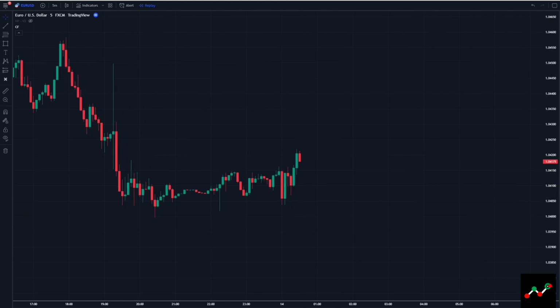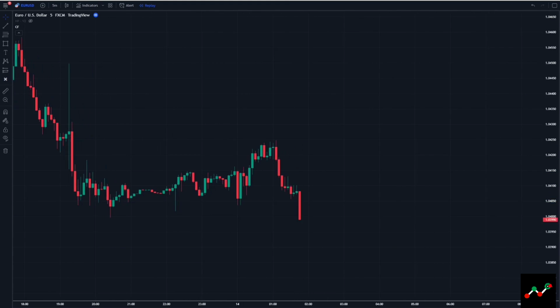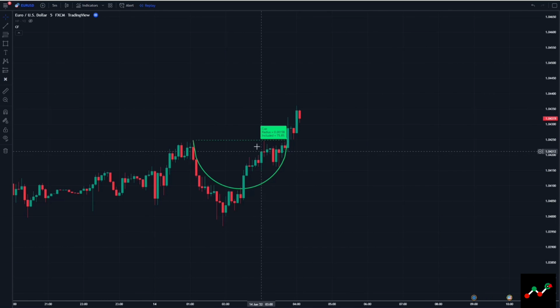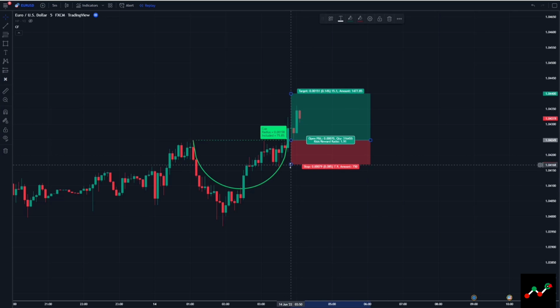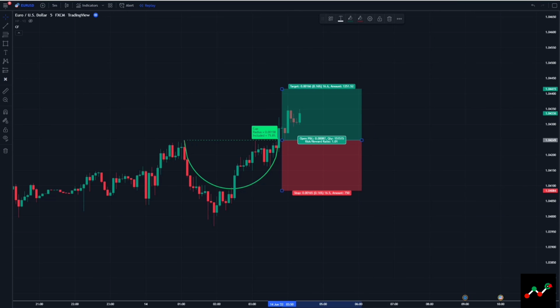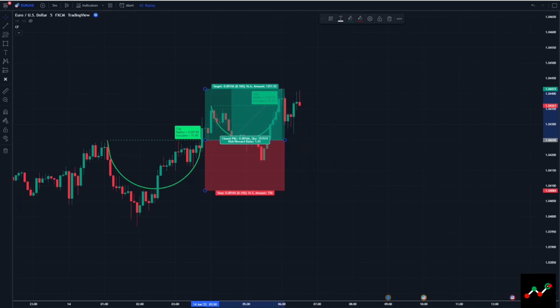Okay, let's see in the upcoming market status how the cup pattern is going to give us a signal. Here, an ascending cup pattern has been formed. I open a buy position here. I set the stop loss below the bottom curve of the cup. I set the first target on a 1-to-1 risk and reward ratio. Price reached the first target.